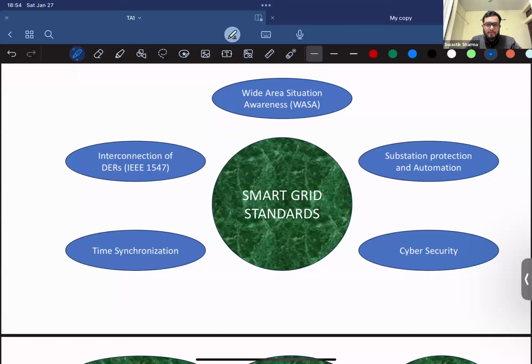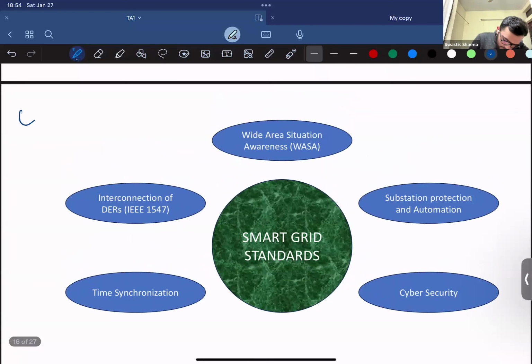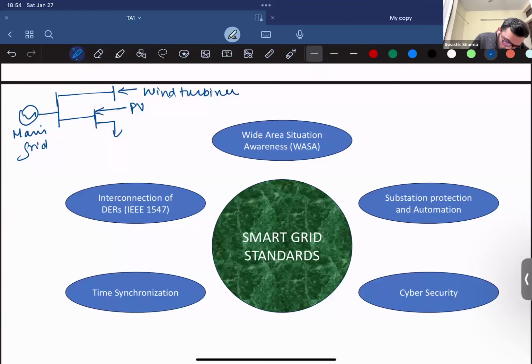So let's say we have the main grid, we have the load, and we have some PV and some wind turbines here. This whole microgrid environment is connected to the main grid at this point, right? This point is called the PCC, or the point of common coupling.